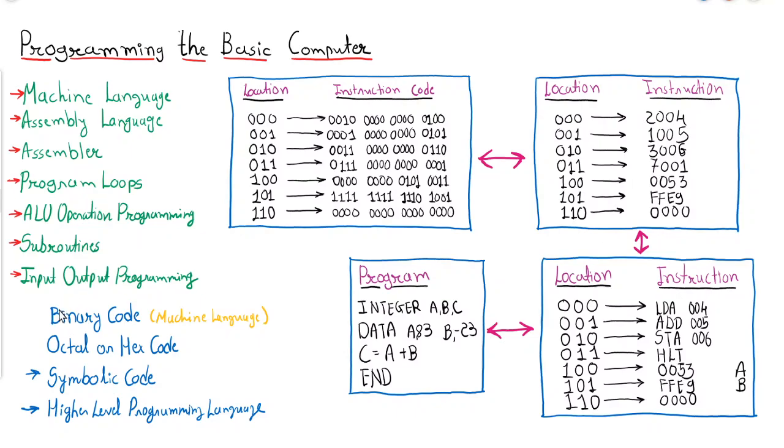Before starting that discussion, let us understand how the same thing is represented at different levels: in binary code, in octal or hex code, in symbolic code, and in a higher level programming language. So let us start. As you can see, these are the binary values. This is actually not a simple value, but a program. This is the binary program.